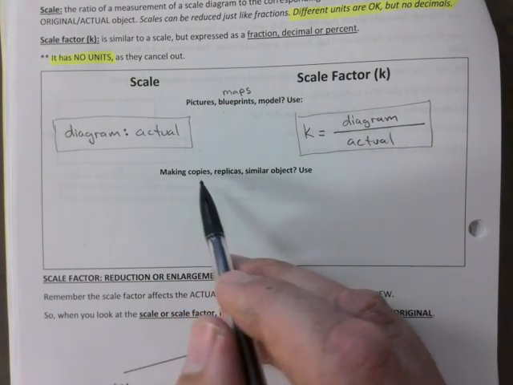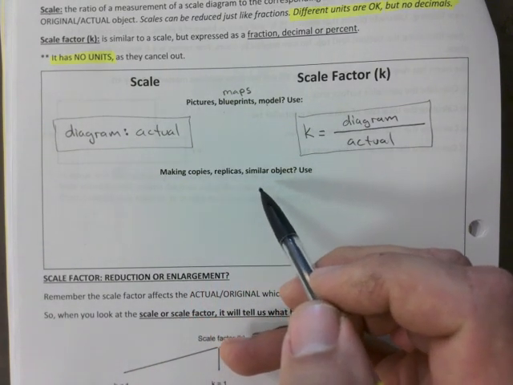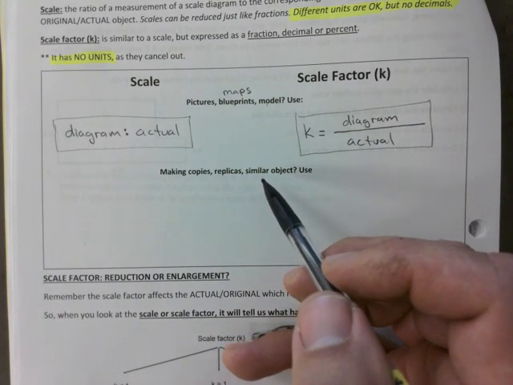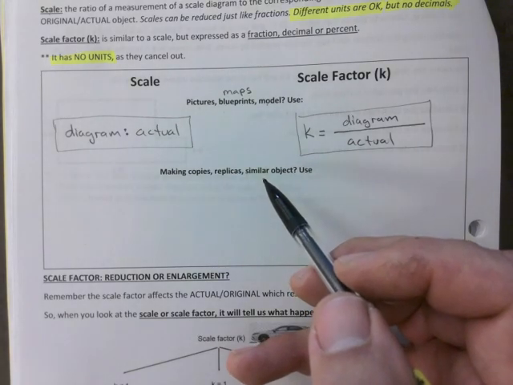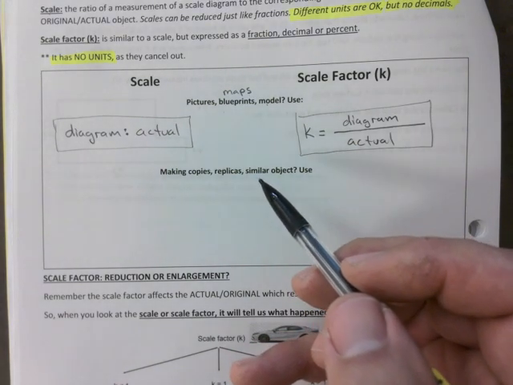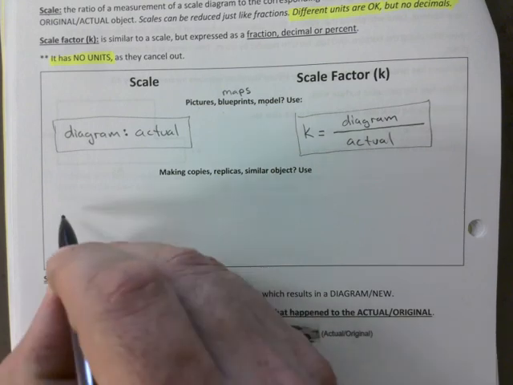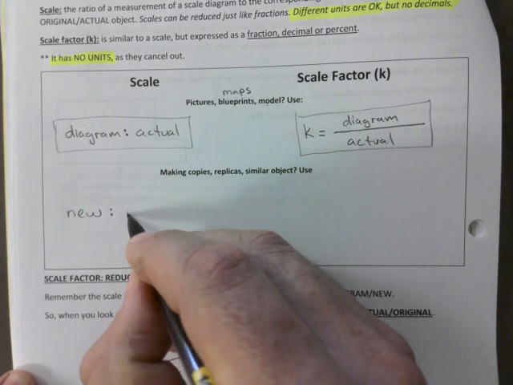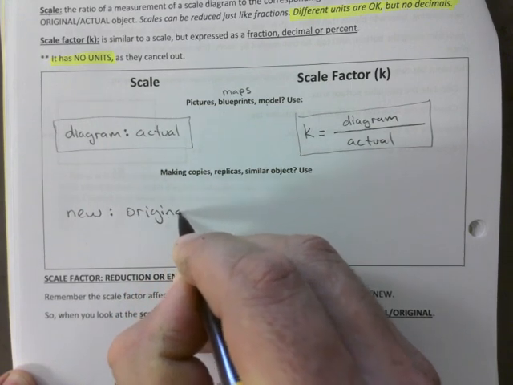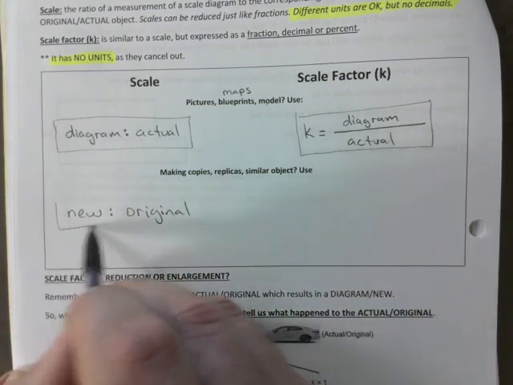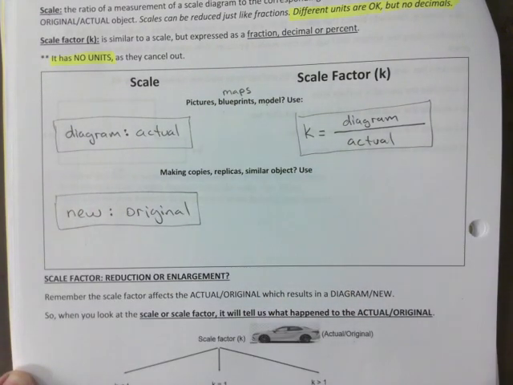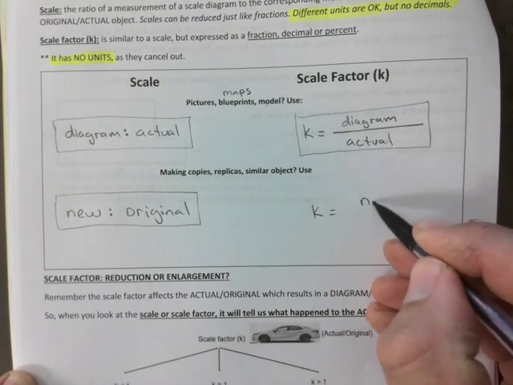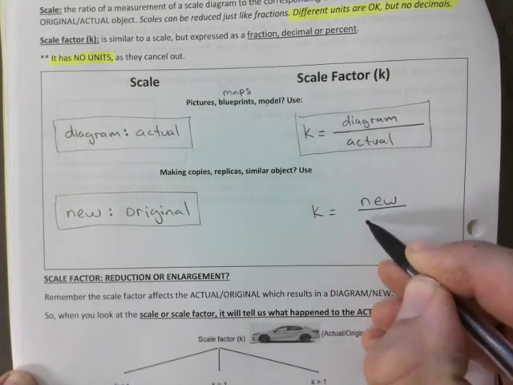When we make copies, replicas, or make similar things, right? So we start, for example, with a cup or a can, and Pepsi wants to make a king can, right? A bigger one of the original, like stuff like that. I would use this terminology. I would use new compared to original. It just makes it easier to know where do the numbers go when you think of it that way. And my scale factor is new divided by original.